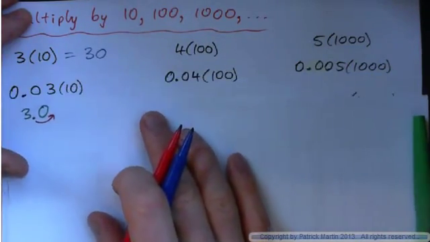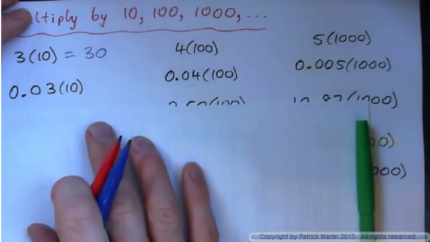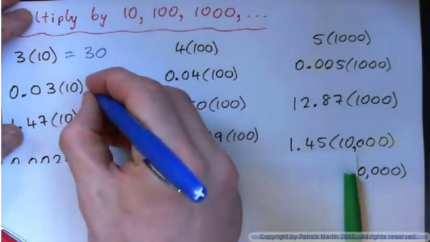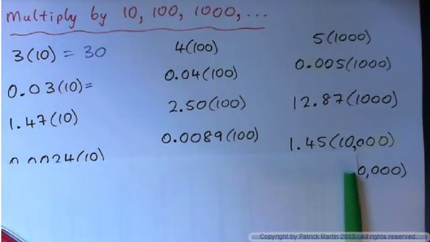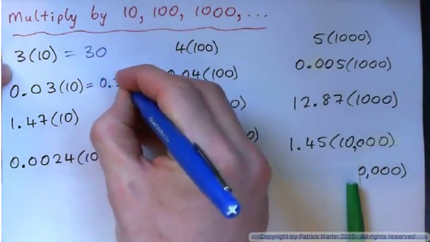So how about 0.03 multiplied by 10? What happens? 3 cents. If a piece of candy costs 3 cents and you buy 10 of those, what are you going to spend? 10 pieces of candy for 3 cents each. You're going to spend 30 cents. 0.30. You agree with that, right?